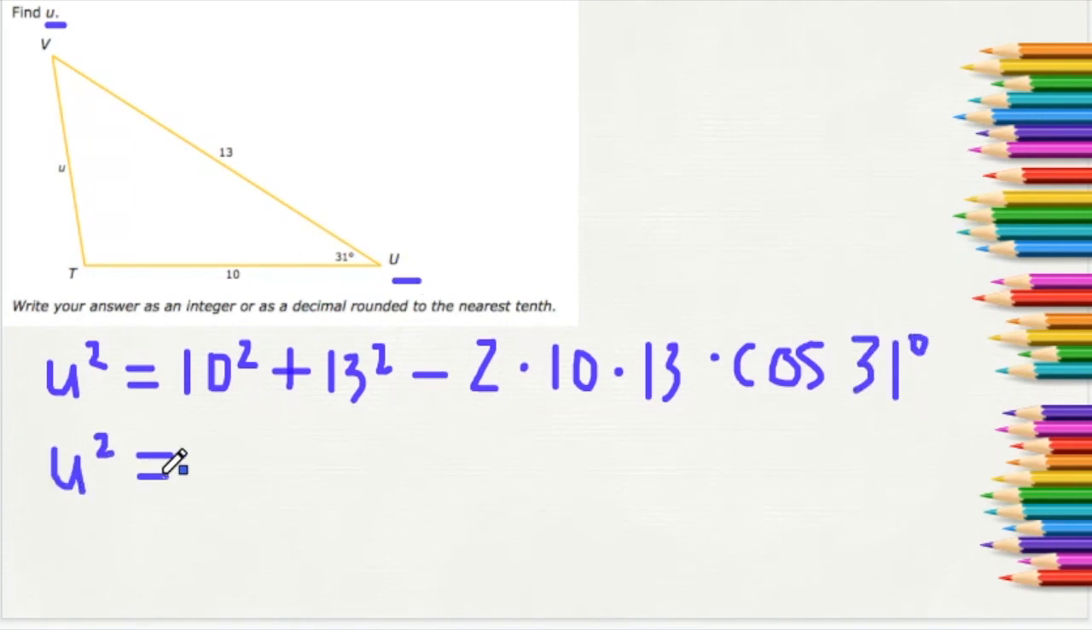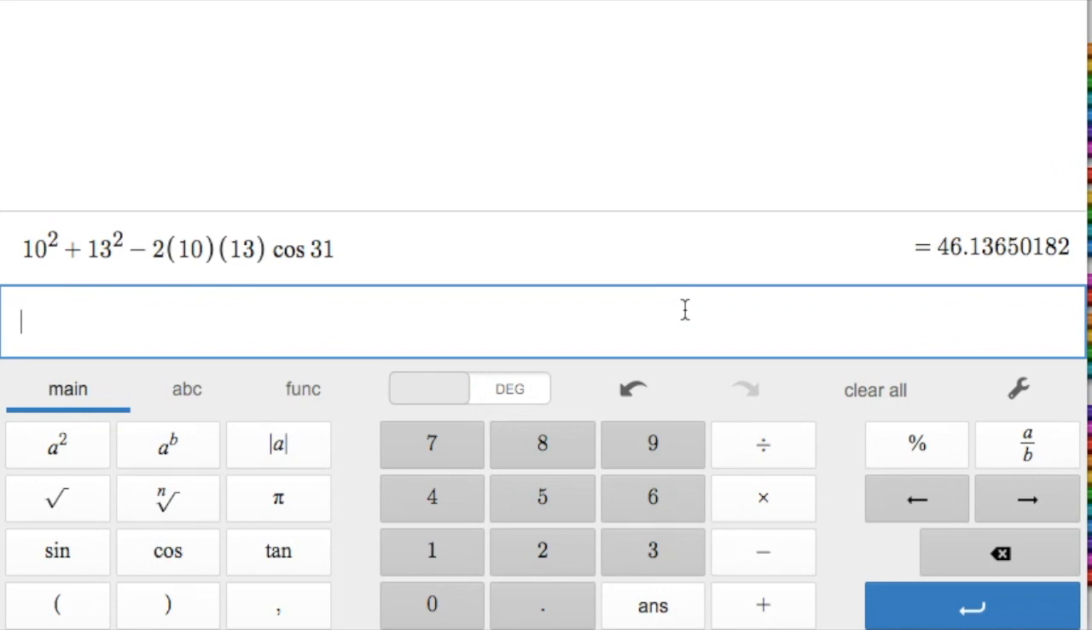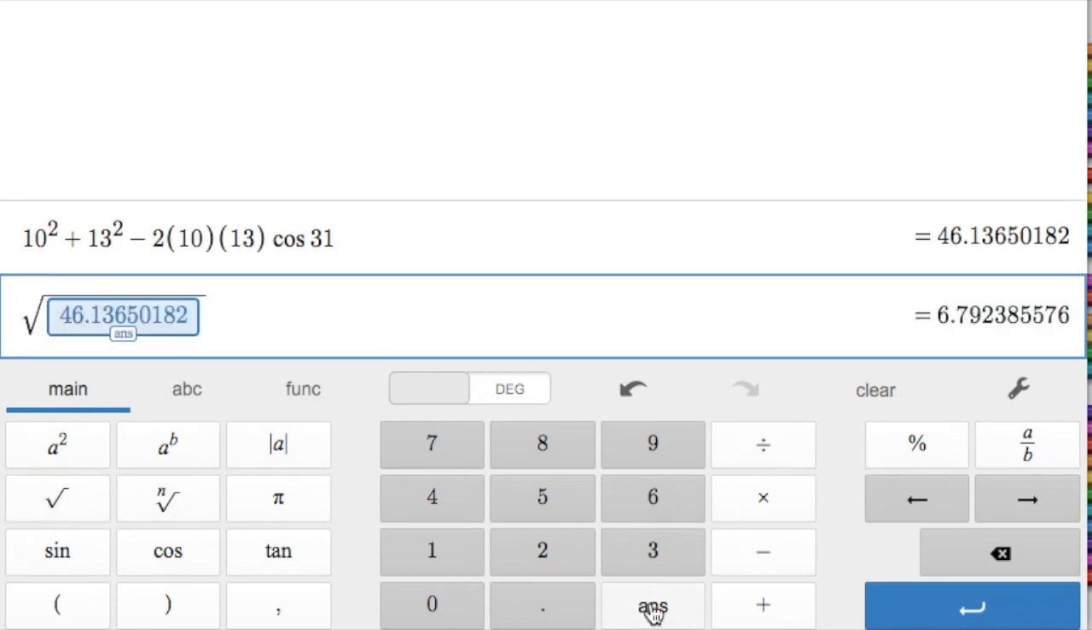Now we can just put this on our calculators or Desmos to find out the answer. So make sure your calculator is in degrees once again, and you just type it all in. 10 squared plus 13 squared minus 2 times 10 times 13 times cosine of 31 degrees. You get 46.13. Don't forget to take the square root of that answer, because right now we have u squared equals 46.13, and so on.